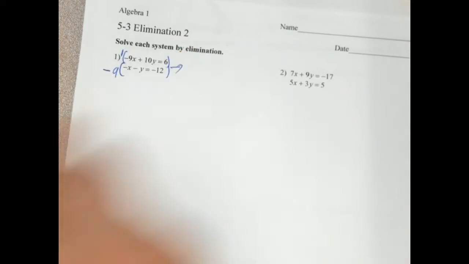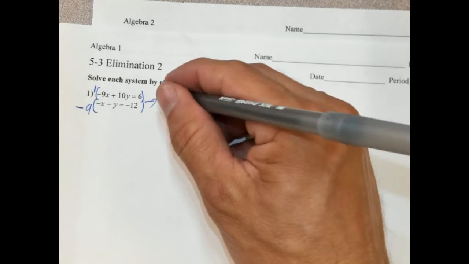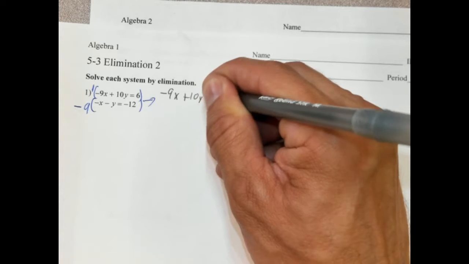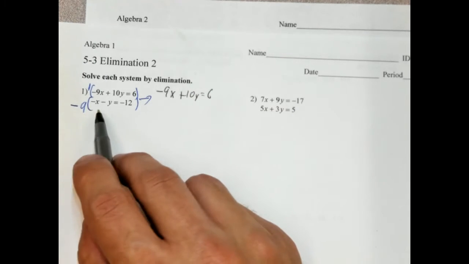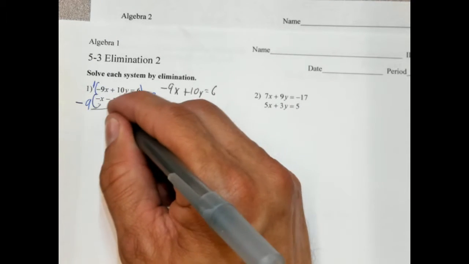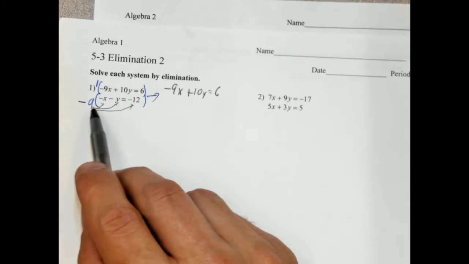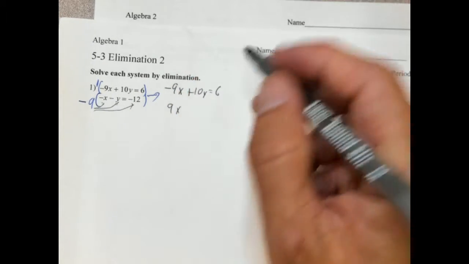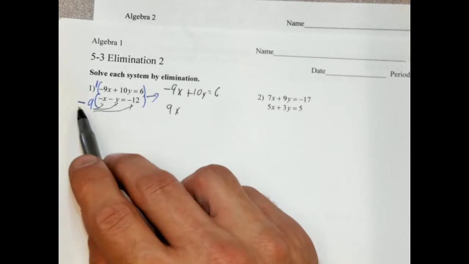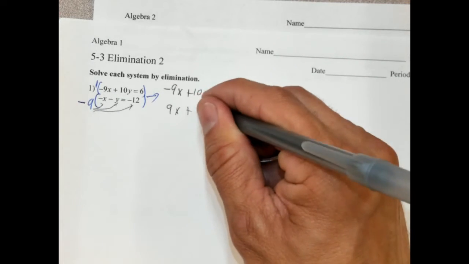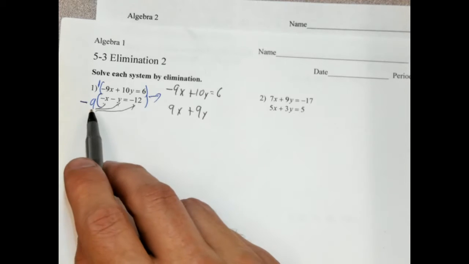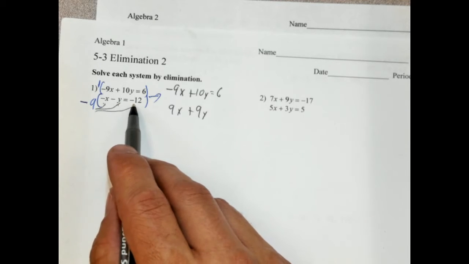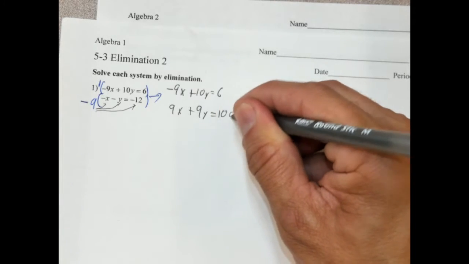So we're going to go ahead and rewrite that. So it's going to be negative 9x plus 10y equals 6. And now we're multiplying this by negative 9. So I guess I'll draw some distribution arrows. So negative 9 times negative 1 is positive 9x. As you can see, this will now allow us to eliminate the x's. Negative 9 times negative y would be plus 9y. And negative 9 times negative 12, that's going to be a positive, right? And that's going to be 108.